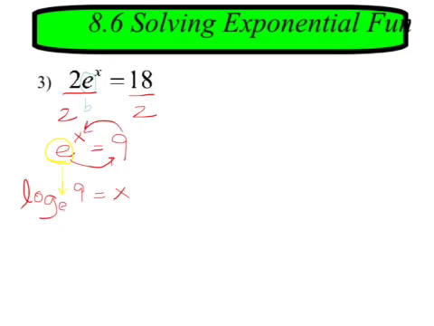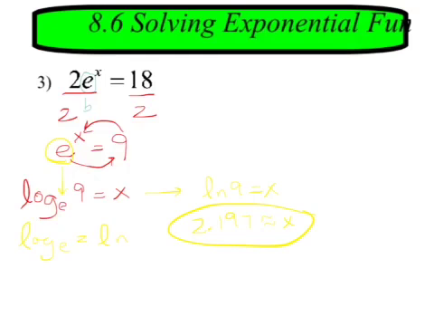And so now I have two ways to go about this. If I remember that log base e is the same as the natural log, then what I can do is rewrite this as the natural log of 9 equals x. And if I do that, then it's really easy to just plug it right into my calculator, and I get my answer. 2.197 is approximately what x is equal to.